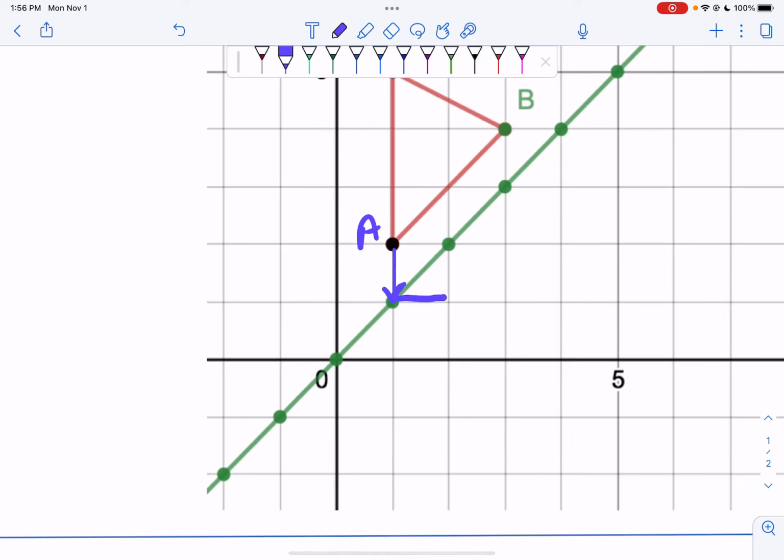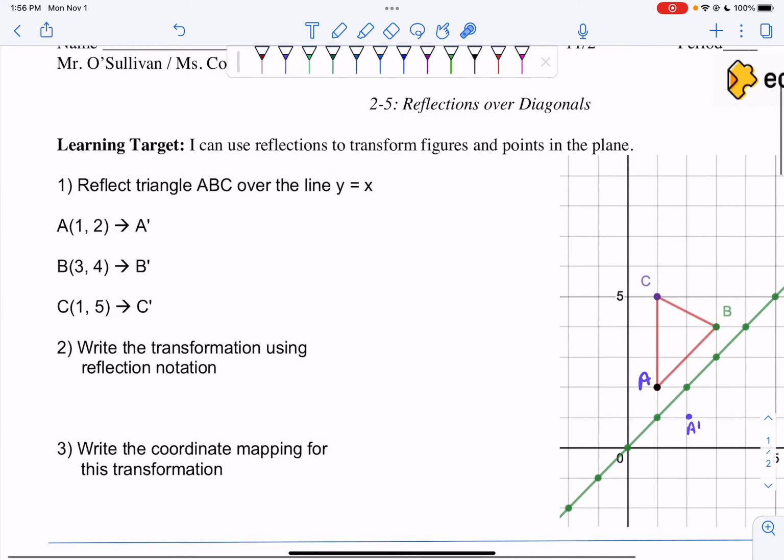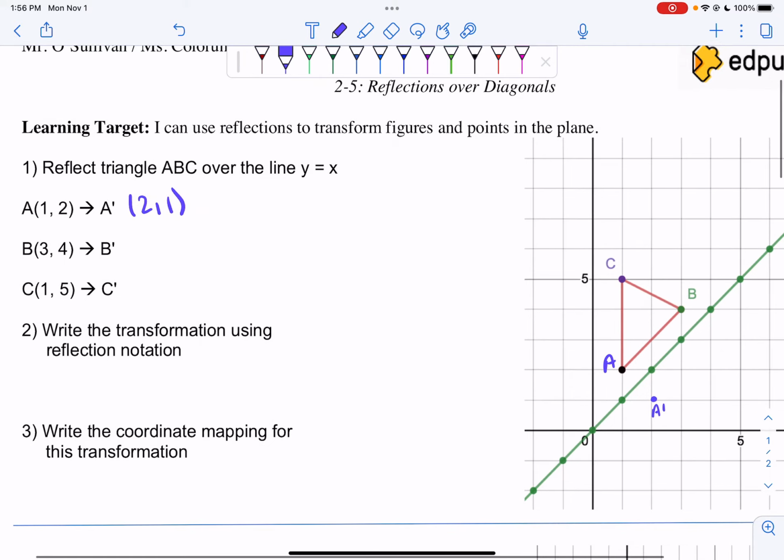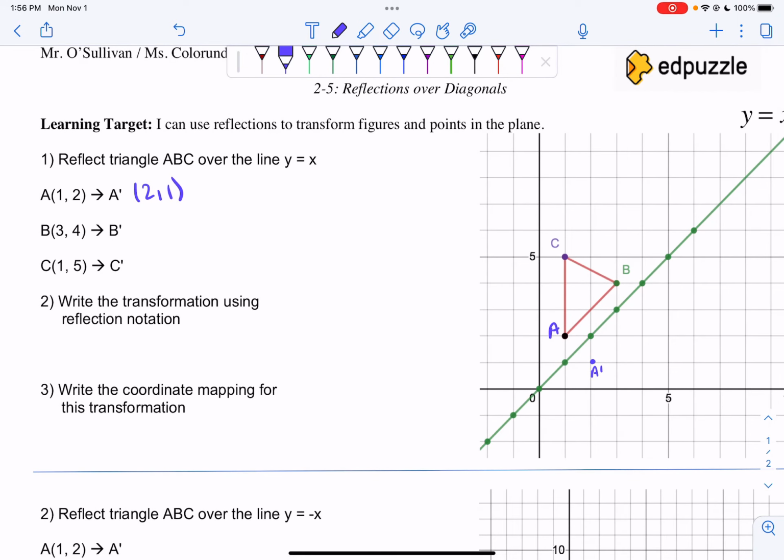So I'm going to go to the right one, and this is A prime. A prime is located at 2, 1. What do you notice about my original ordered pair compared to my new ordered pair? Very good. When I reflect over the line y equals x, all I'm doing is switching my x and y values. So if I'm switching my x and y values, B prime will be very similar.